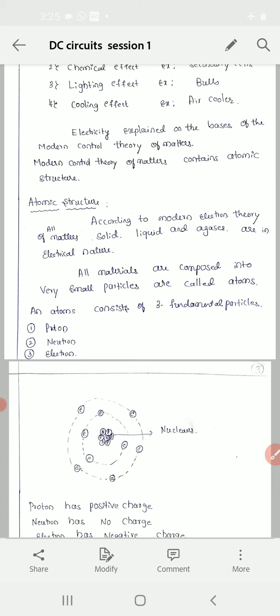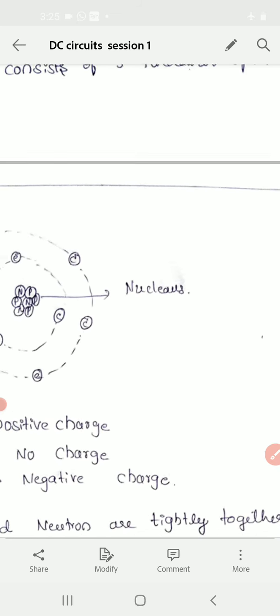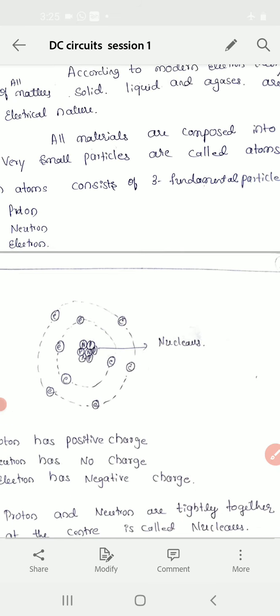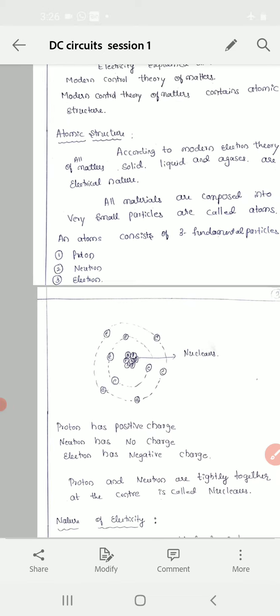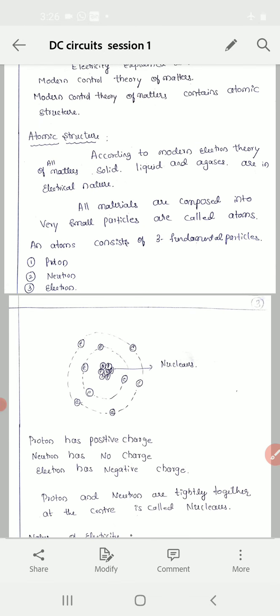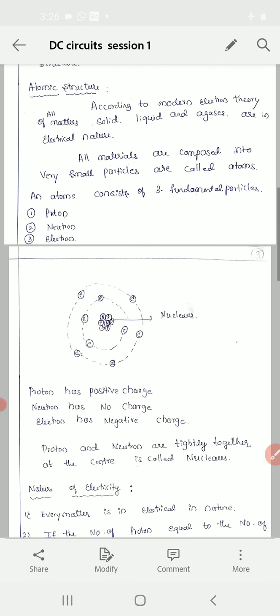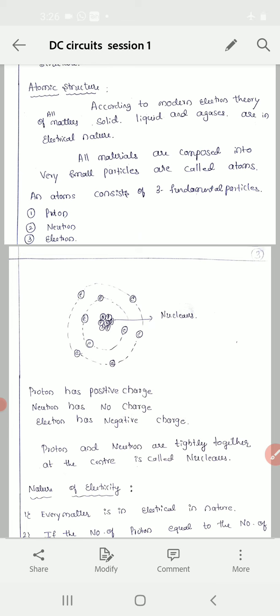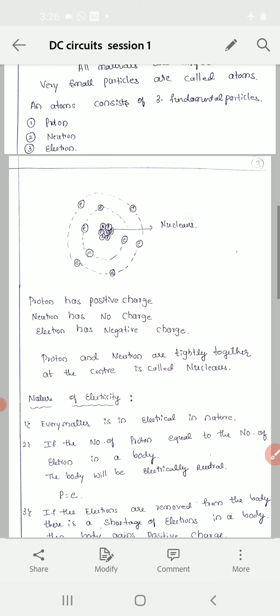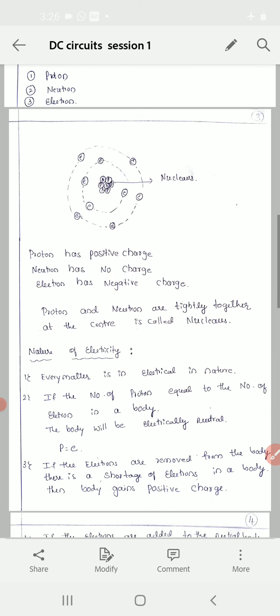This is one basic diagram of an atom. The proton and neutron are tightly together at the center of the atom; this is called the nucleus. Then electrons are moving around the nucleus. Proton is positively charged, neutron has no charge, and electron is negatively charged.